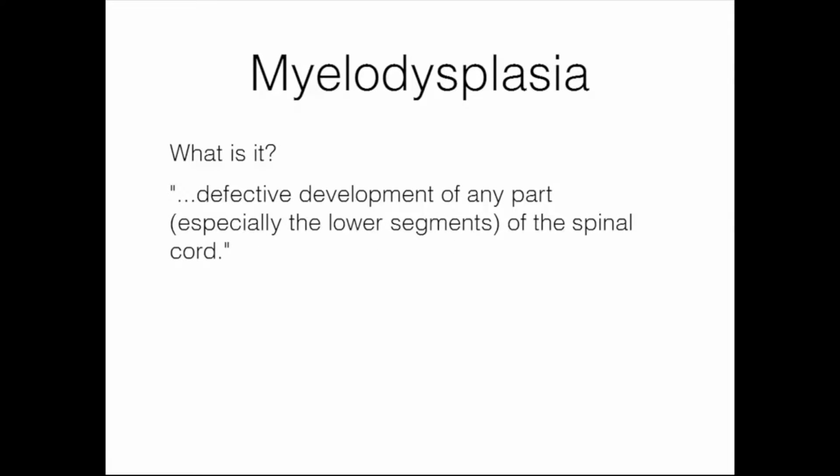So what is myelodysplasia? Myelodysplasia is defined as defective development of any part, especially the lower segments of the spinal cord. And you may have heard the term spina bifida. That's sort of the more commonly used term. And spina bifida is the term used to refer to various forms of myelodysplasia. Spina bifida is classified into aperta, which means visible or open, and occulta, which means closed or not visible or open.